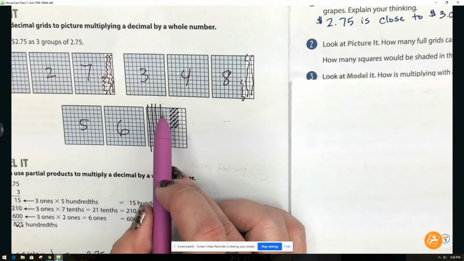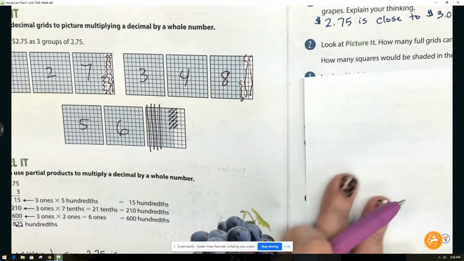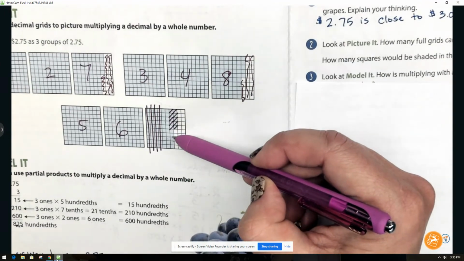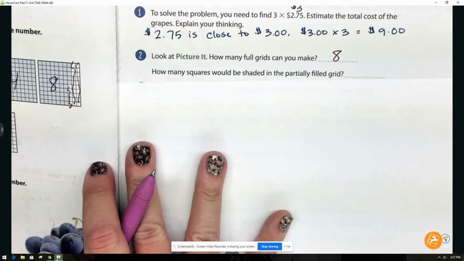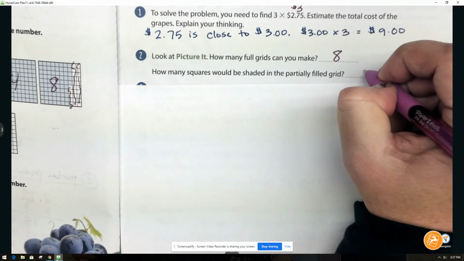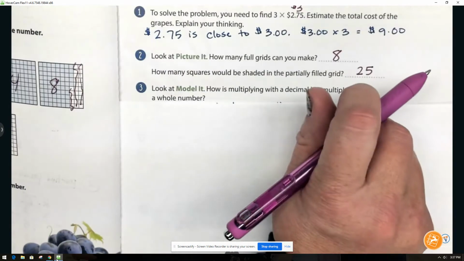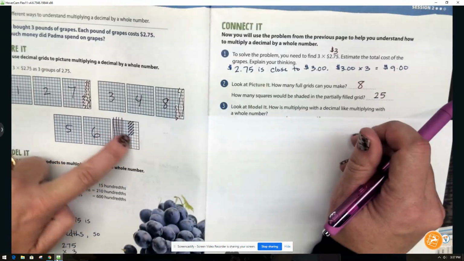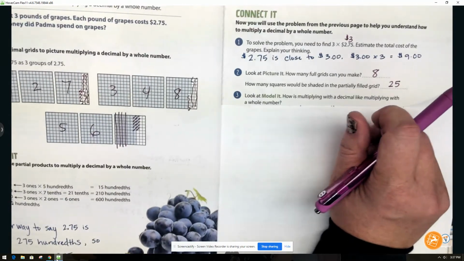So now let's count how many we have. We have 10, 20, plus we have 2 tenths and how many hundredths? 1, 2, 3, 4, 5. So we have 2 tenths and 25 hundredths, or we have 25 squares that partially fill this grid. So then, looking at the model, we now know that we have 8 full grids and 25 partially filled grid, or 25 of these hundredths left over.